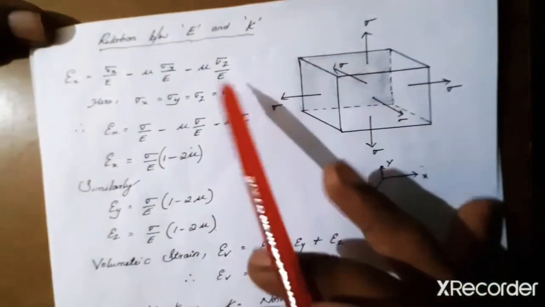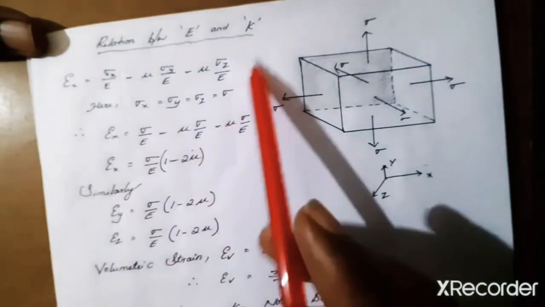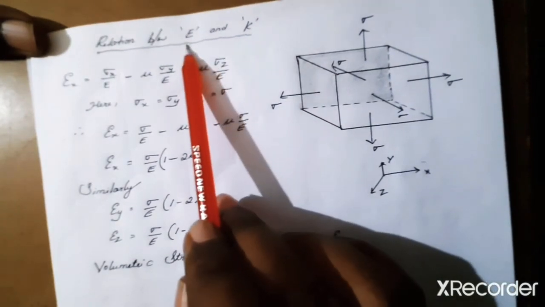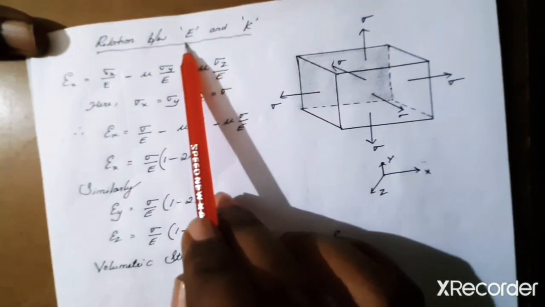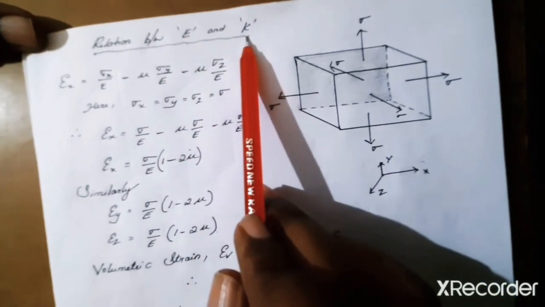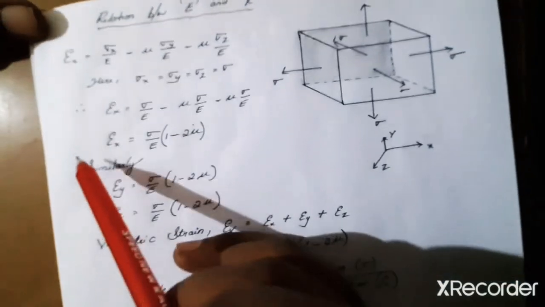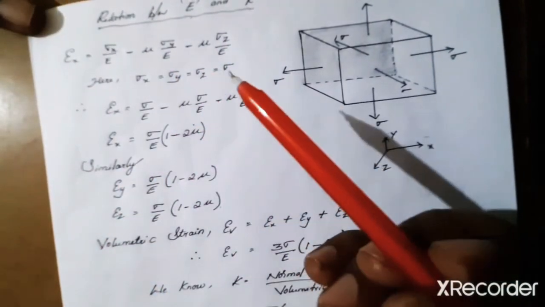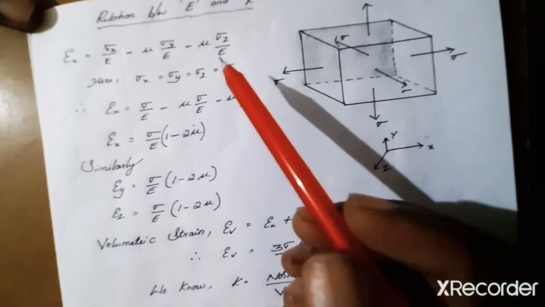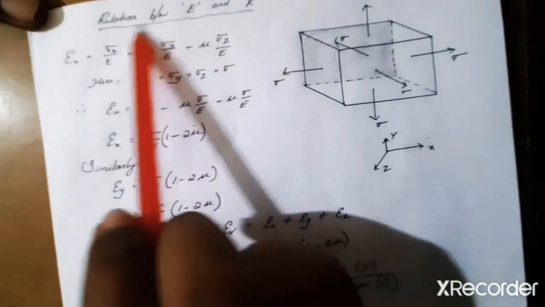Let us see the relation between E and K. E is Young's modulus, K is bulk modulus. E is equal to stress by strain, longitudinal stress by longitudinal strain, or lateral stress by lateral strain, whereas K is equal to normal stress by volumetric strain. We already saw these equations, so let me go directly into the derivation of these relations.